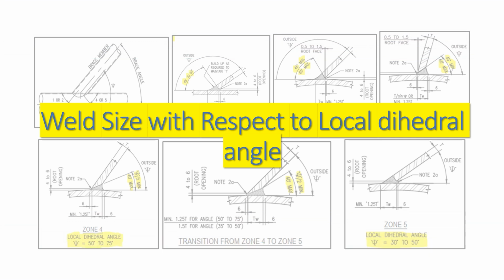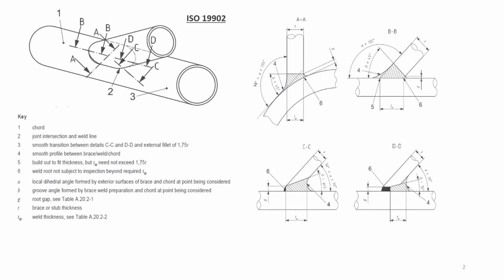Weld size with respect to local dihedral angle. Extract from ISO 19902 defines key constituents of a TKY weld joint. The following slides contain typical weld profiles taken from a standard drawing used for fabrication and welding of TKY weld joints.